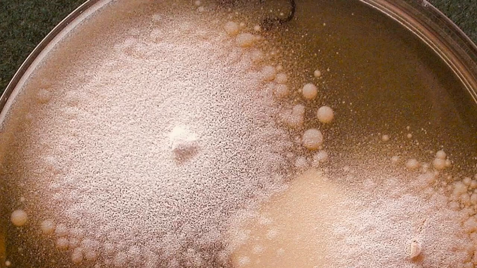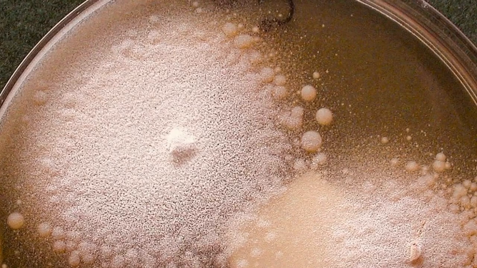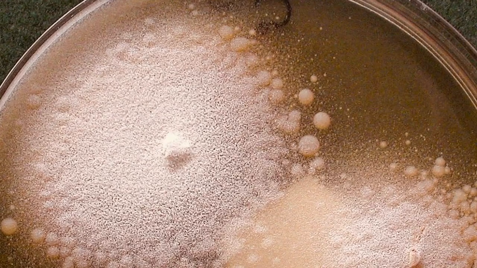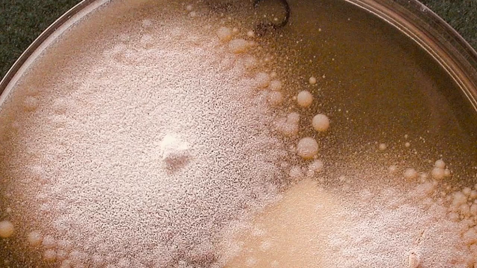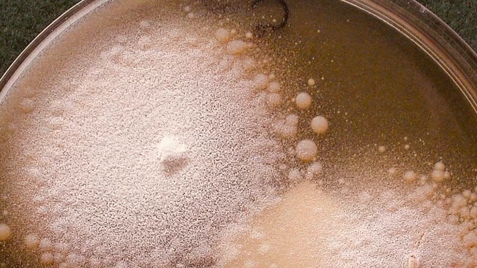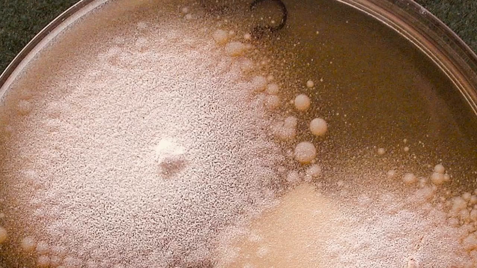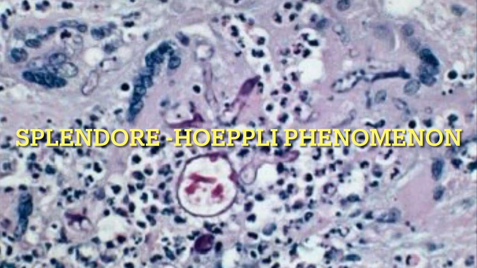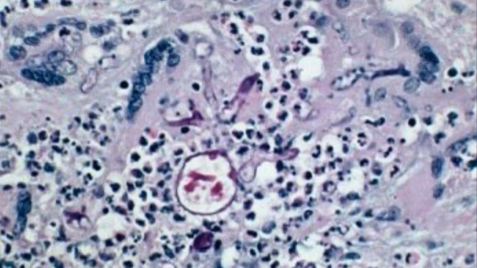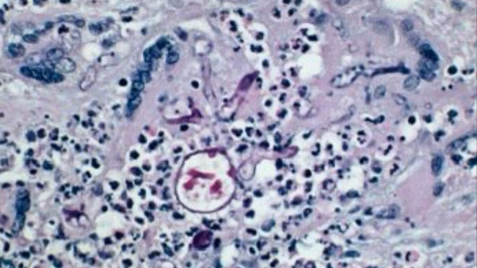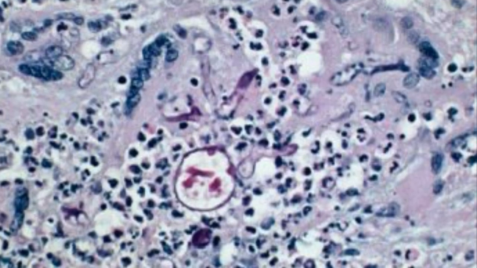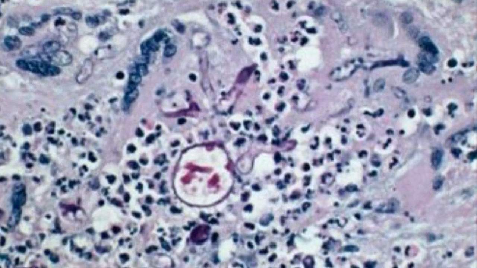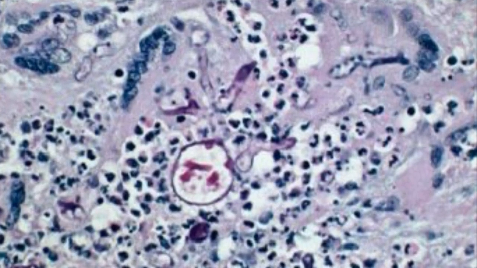Conidiobolus grows on potato dextrose agar at about 25 degrees centigrade. It is rapidly growing. Initially, the colonies are glabrous and waxy, and later become powdery due to aerial hyphae formation, and colony maturity occurs within 5 days. On histology, there are broad septate hyphae surrounded by eosinophilic material. That material forms the Splendore-Hoeppli phenomenon, and it leads to granulomatous inflammation surrounding this eosinophilic material.